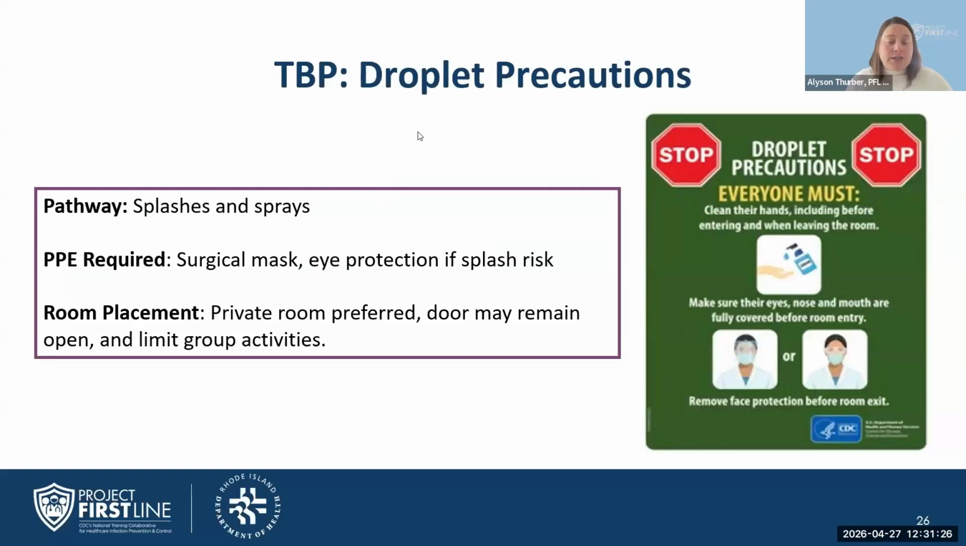So then we have droplet precautions, which is initiated when protecting staff and residents from germs that spread through splashes and sprays. Transmission usually occurs within close distances when those splashes and sprays can reach another person. And because of this, staff should don a surgical mask and face shield or goggles depending on the task. If the patient needs to leave their room, if appropriate and safe for the patient, they should wear a face mask as source control. Source control being you're protecting others as opposed to yourself.